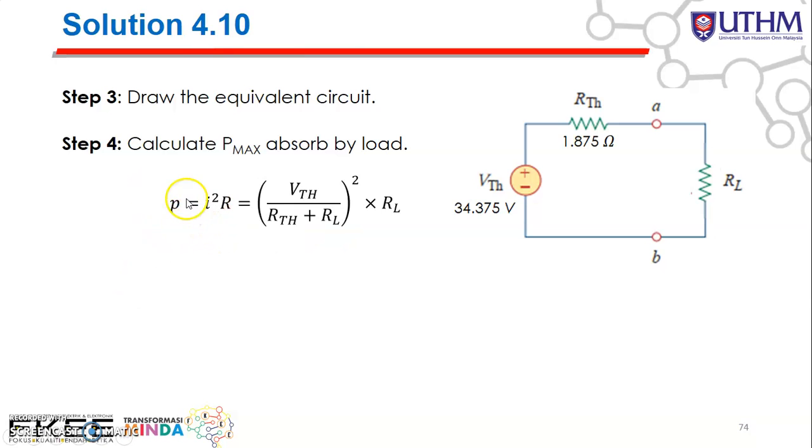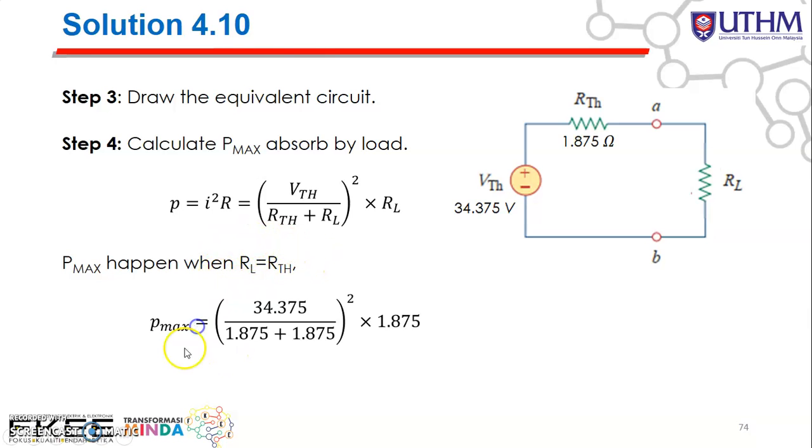So you know that your equation of P is given by this equation, right? And then you know that P max happens when RL is equal to R Thevenin. So this is said by the maximum power transfer theorem. So P max is equal to, you can just substitute the value of RL equal to R Thevenin. So in this case, V Thevenin is 34.375 divided by R Thevenin plus R Thevenin, okay, so R Thevenin is 1.875, multiplied with RL, which is equal to R Thevenin, multiplied with 1.875. Okay, so you can just use your calculator to get the value of P max. So finally, P max is equal to 158 watt.